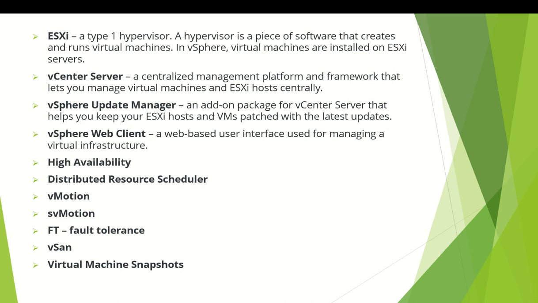vMotion is nothing but, when a shared storage is there between the ESXi boxes, you can migrate the virtual machines by right-clicking on the virtual machine and vMotioning the VM to another ESXi box. Even if you don't have shared storage, you can power off the VM and migrate it. In production we will be having shared storage, so obviously we don't have that issue.